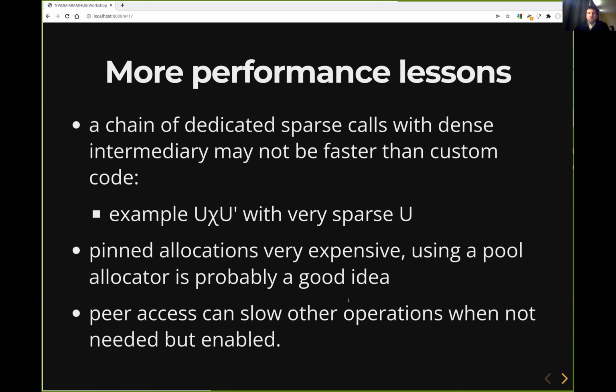Pinned allocations are very expensive. Using some sort of pool allocator is probably a great idea, or simply not deallocating and allocating, or removing registration and re-registering memory too often. Peer access, that's device to device, can actually slow operations at times. If it's not needed at a particular time, a good idea could be to switch it off and then switch it on before calling functions which use it.